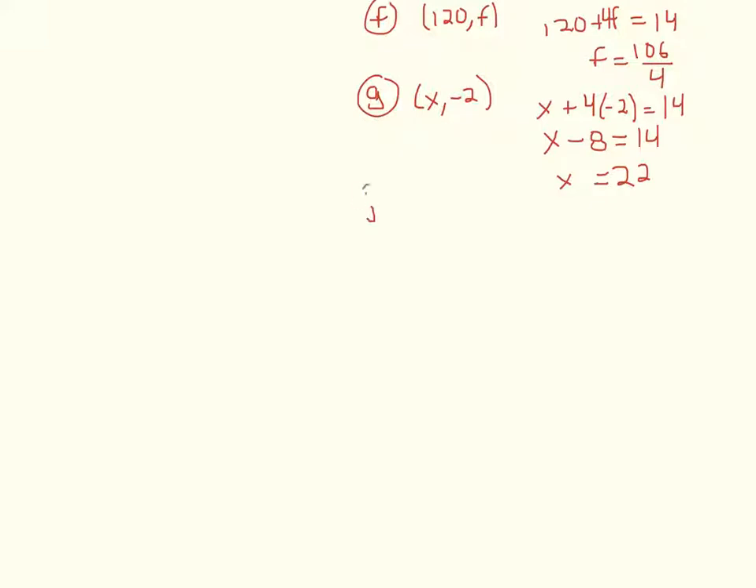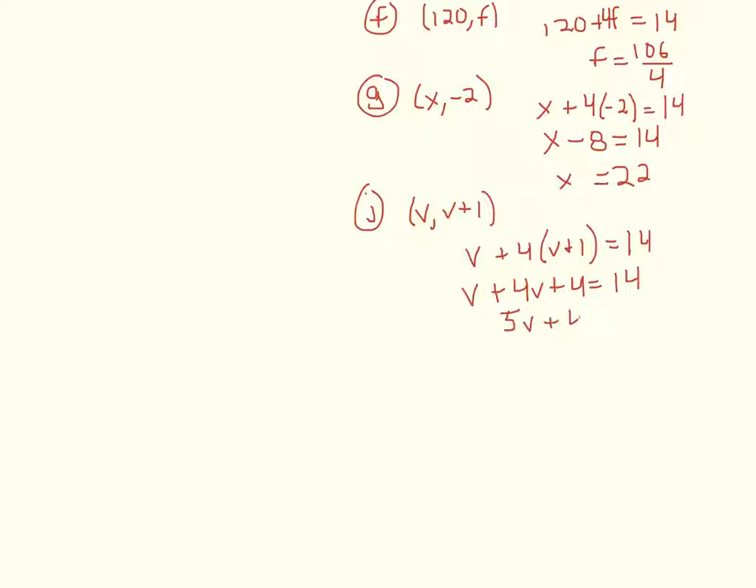So for J, the point that they give us is v comma v plus 1. We're going to plug that into the same equation, x plus 4y is equal to 14. So we get x, which is v, plus 4 times y, which is v plus 1, is equal to 14. We can use the distributive property here, so v plus 4v plus 4 is equal to 14. We can combine our like terms. 5v plus 4 is equal to 14. 5v must be 10. v must be 2.